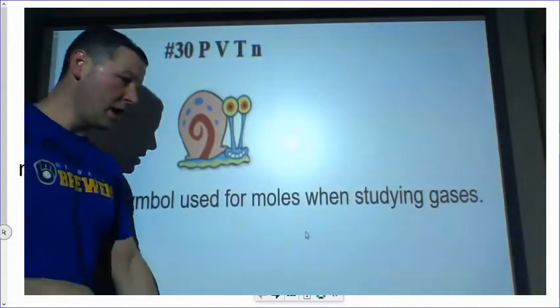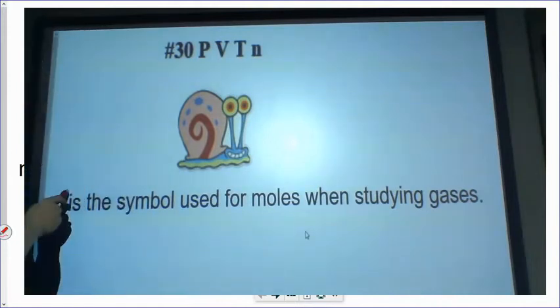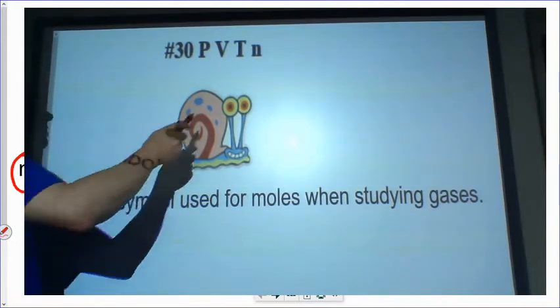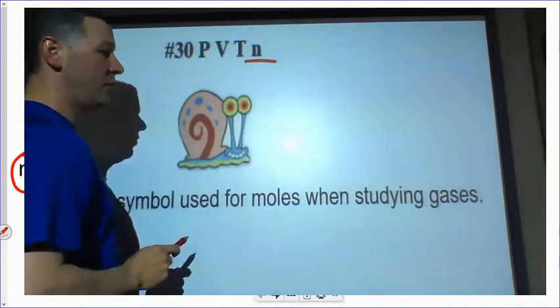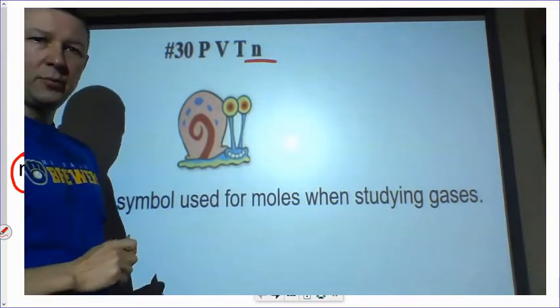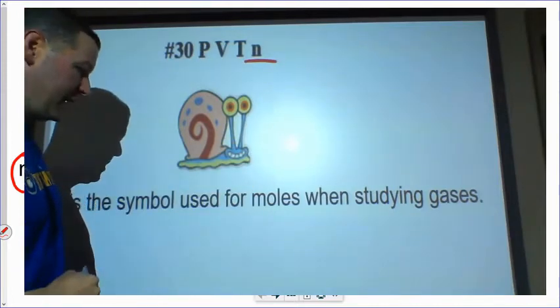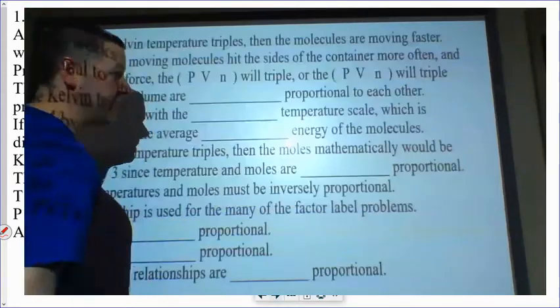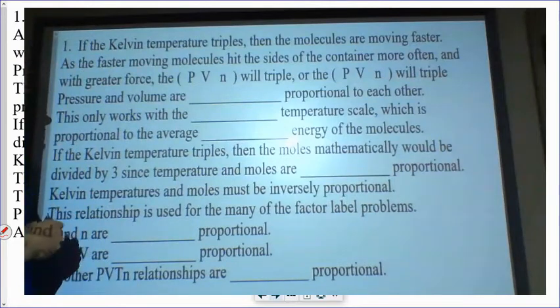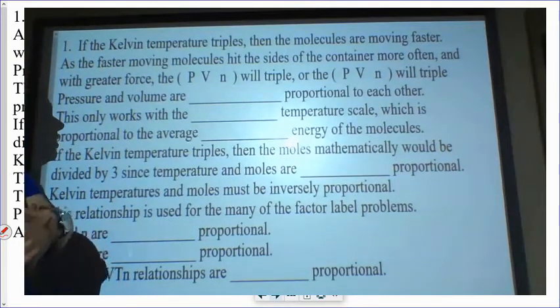The big thing that we are adding today is the variable n. N refers to moles, so we're going to be using n for moles today as a symbol because a lot of the other symbols were actually used up throughout science. So we're going to go through this page and fill it out as we're going along. And then I'll let you do some problems on your own.